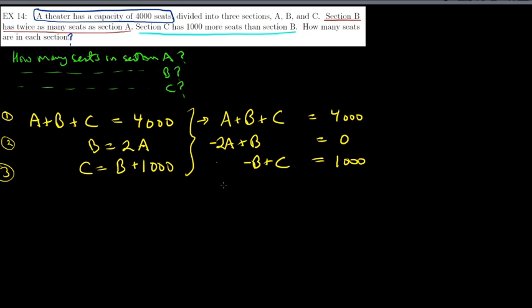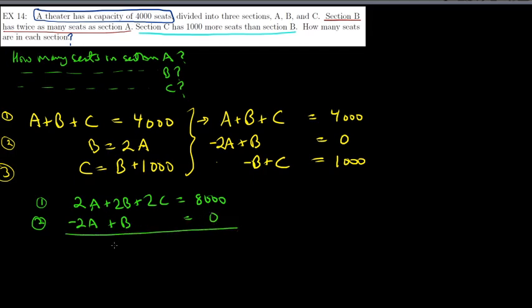Yeah, I guess let's just do that, right? So here's equation 1 again. Let's just multiply by 2. So 2a plus 2b plus 2c is equal to 2 times 4,000, which is 8,000, right? And leaving equation 2 alone, we already have the negative 2a plus b equals 0. When you add these, you get 3b plus 2c equals 8,000.